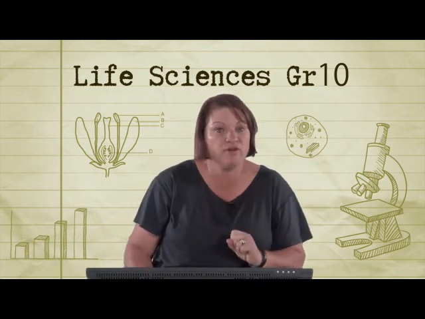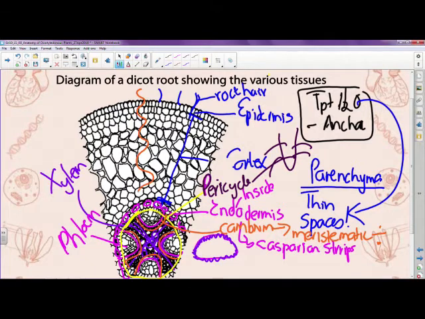So going back to my functions, I need to transport water. If I follow this, water can move all the way through here until X marks the spot. And what else do I need to make? I need to make roots. That's the job of my pericycle. That can make roots that can anchor my plant on the outside.